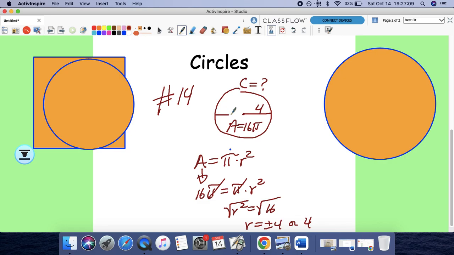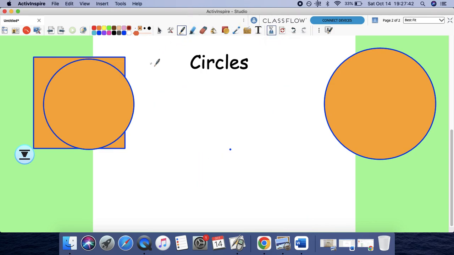The diameter is 8. So circumference, C equals pi d. C equals pi times 8, or 8 pi. Do we have that? Oh, it's in choice 14. So that's the answer, 8 pi, or if they want us to multiply, you can.